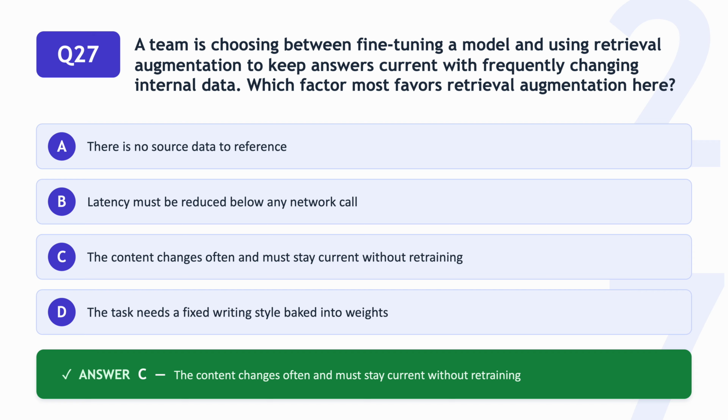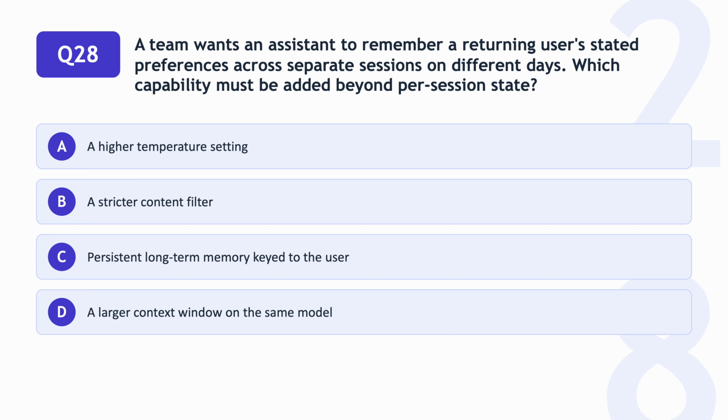When the source documents change, you update the data store, index, instead of retraining the model. This allows answers to stay current as policies, procedures, manuals, and internal documents evolve. Question 28. A team wants an assistant to remember a returning user's stated preferences across separate sessions on different days. Which capability must be added beyond per session state?